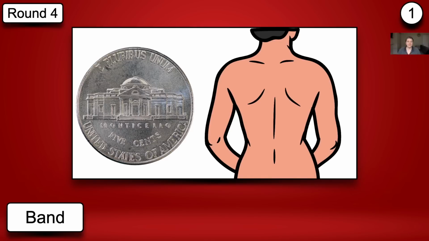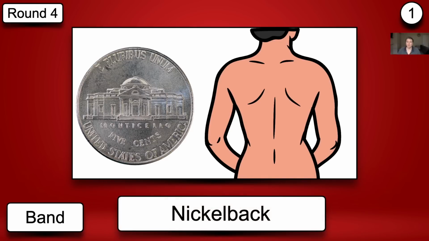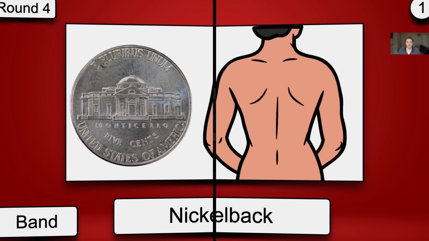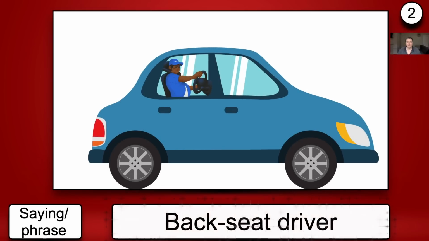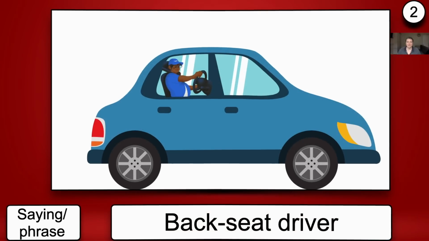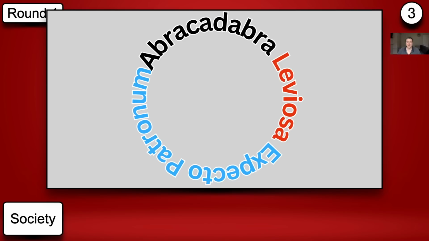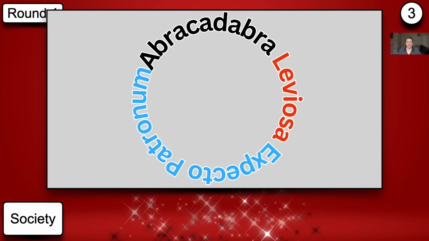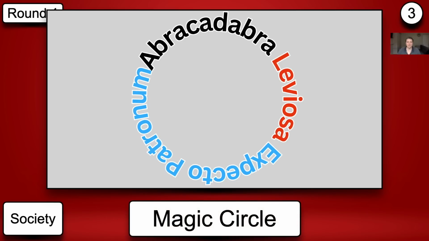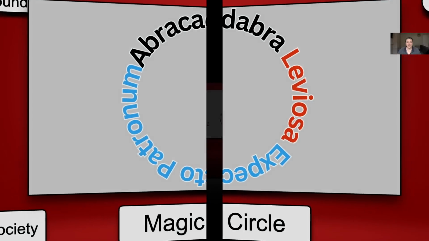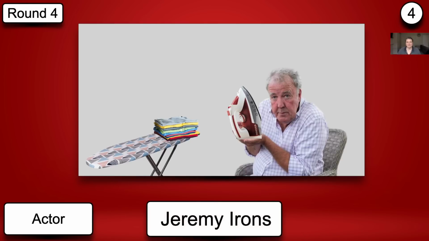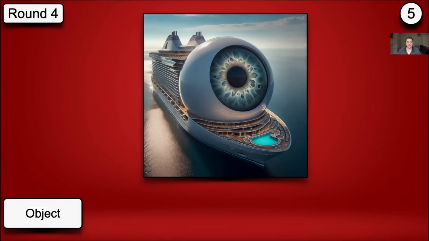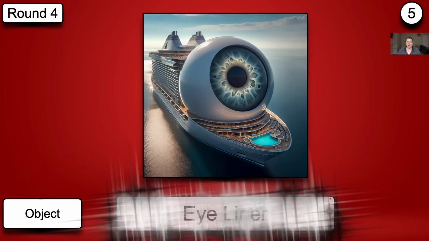The answers for the Pictogram round. Number 1, the band is Nickelback. Number 2, the saying or phrase, Backseat Driver. Number 3, the society is the Magic Circle. And number 4, the actor, Jeremy Irons. And the last one in this round, the object is an eyeliner.